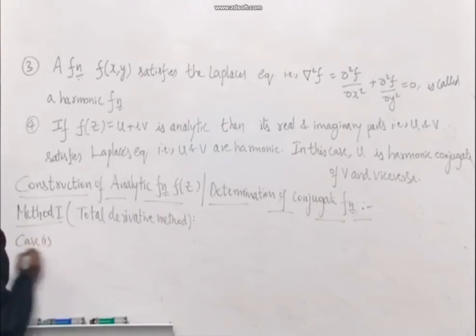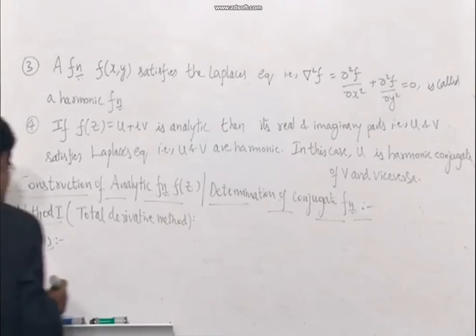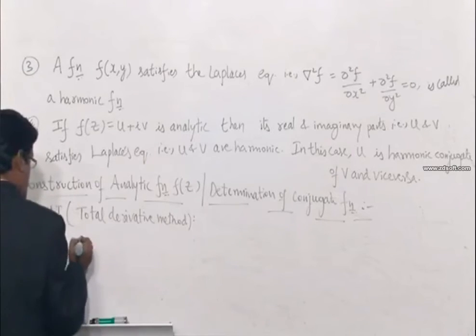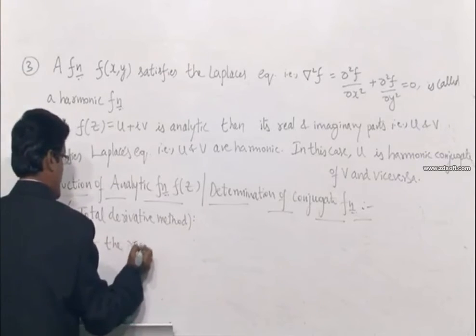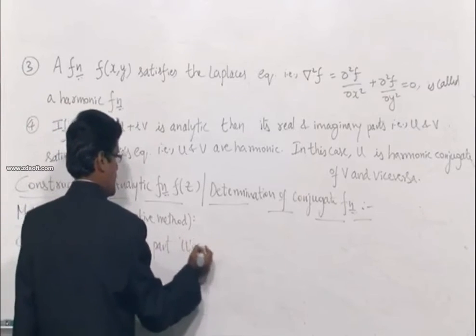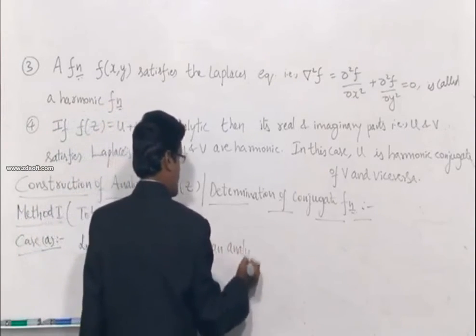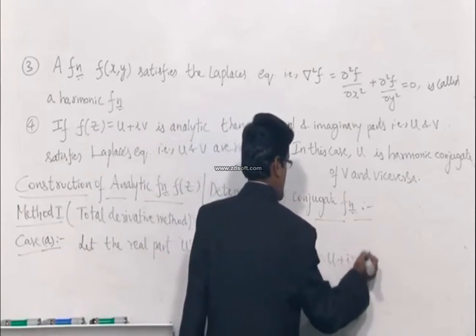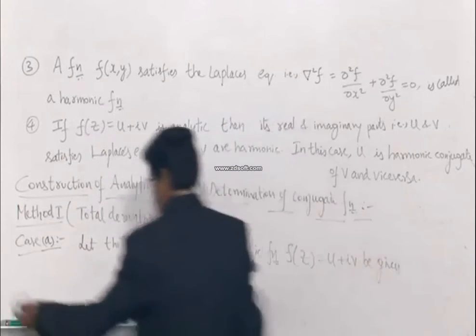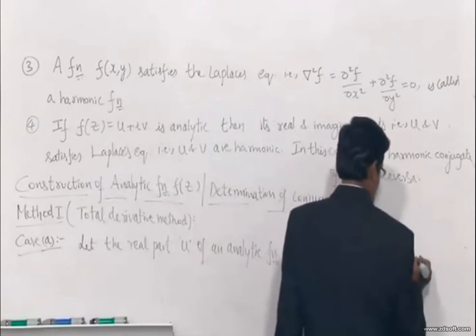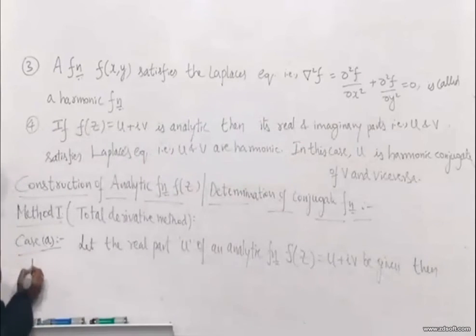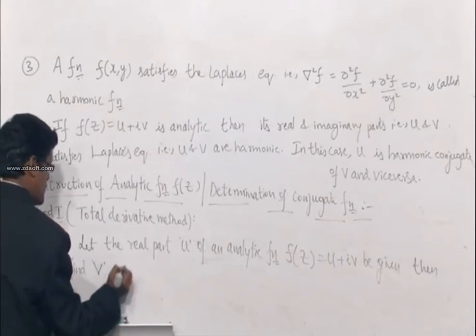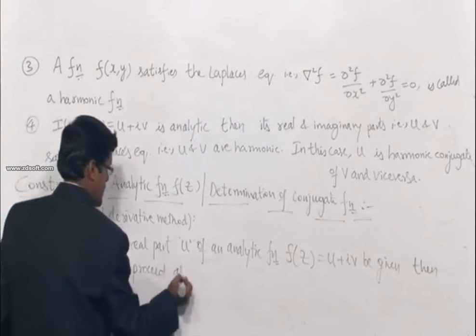In each method, two cases. Case 1 or case A. Let the real part u of an analytic function f of z is equal to u plus iv be given, then how to find v, we proceed as follows.